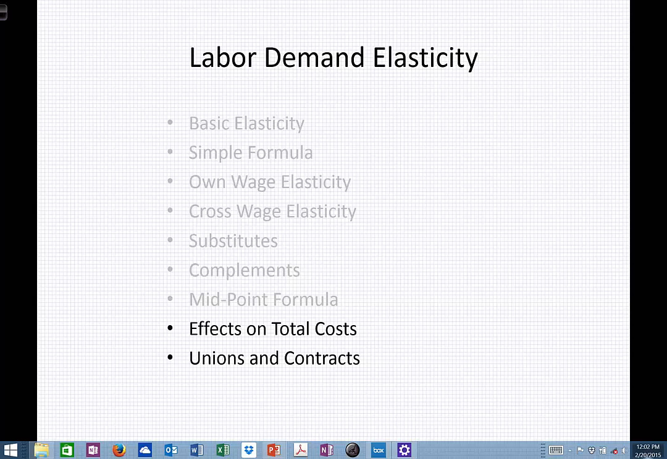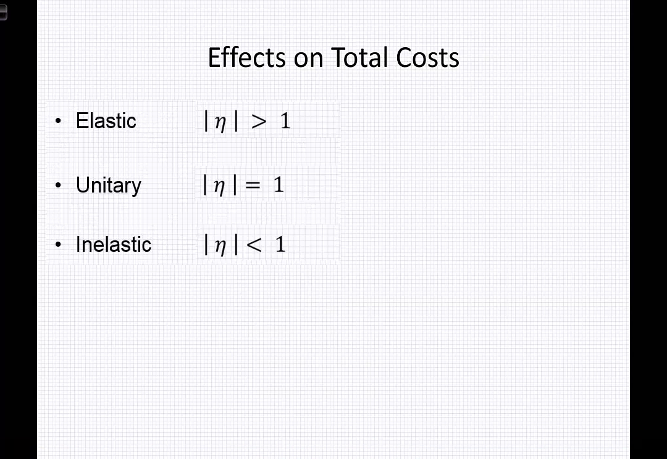So let's take a brief look at this. Let's give an example here to see where this takes us. And we're actually going to look at two different examples. One where we are looking at an elastic good, and one where we're looking at an inelastic good. Both of these goods being labor, so it's a factor input. And we'll look at both of them with the simple formulas.